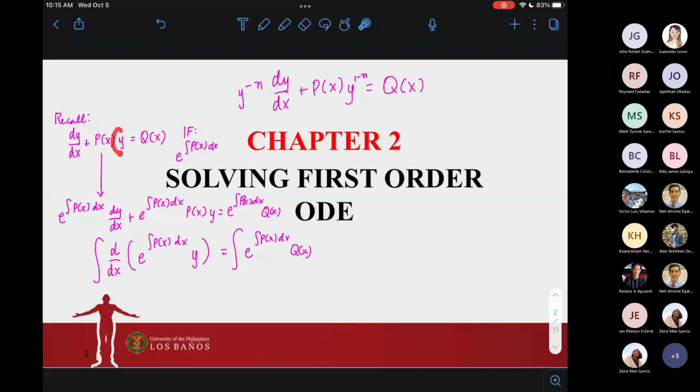Yun nga lang, yung y dito ay y to the power n dito sa Bernoulli's equation. So what we will do is we will let another variable, say little z, si little z, siya yung gagawin kong y to the power 1 minus n. Para ito, magiging z na lamang. Alright? So ito, magmamatch na dun sa form na gusto natin dun sa second term sa left-hand side. Alright? And then if we compute for dz, this would be 1 minus n times y to the power negative n dy.